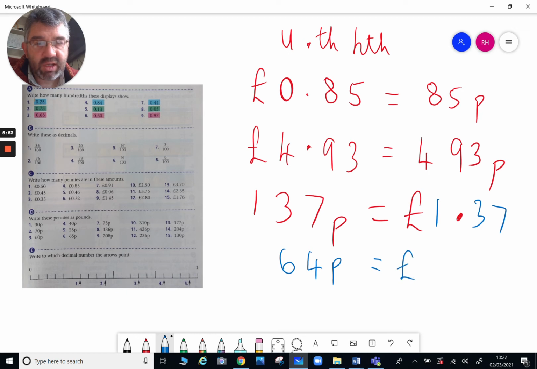Again, pound sign ready, decimal point ready. Have you got any hundreds? No, so it's 0. We do though have 64 pence, so 64 hundredths after this point.